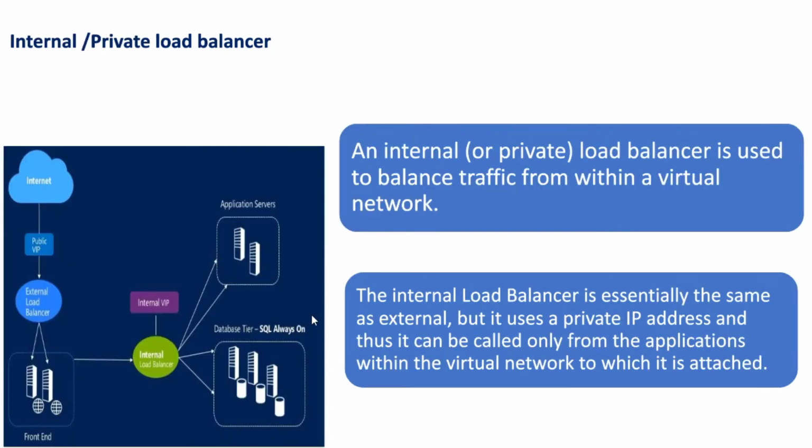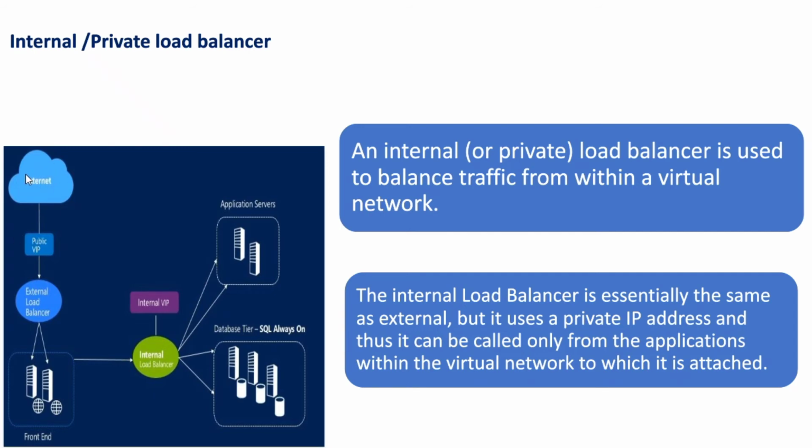Next we have the internal or private load balancer. An internal or private load balancer is used to balance traffic from within the virtual network. When we use an internal load balancer, it is not exposed to the internet. If you see in this diagram, we have two load balancers, an external load balancer and an internal load balancer. The external load balancer has a public IP address which is exposed to the internet.